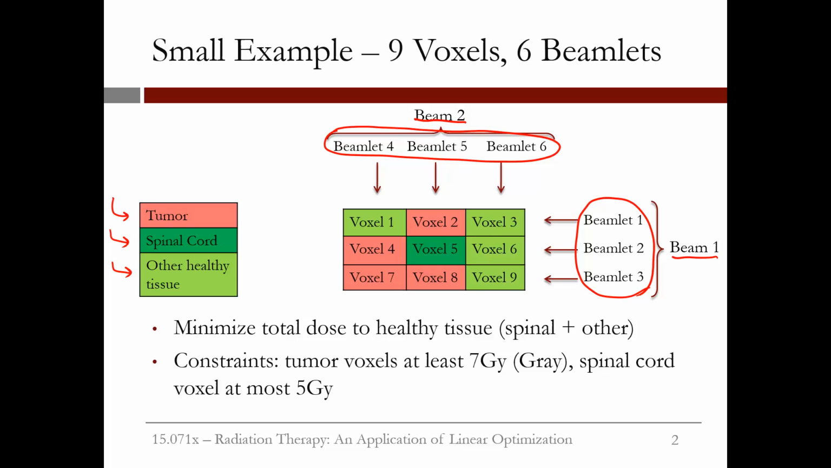Our objective is to minimize the total dose to healthy tissue, both to the spinal cord and to the other healthy tissue. We have 2 types of constraints. The first is that the dose to the tumor voxels must be at least 7 gray, which is the unit of measure for radiation. Our second constraint is that the dose to the spinal cord voxel can't be more than 5 gray, since we want to be careful to protect the spinal cord.